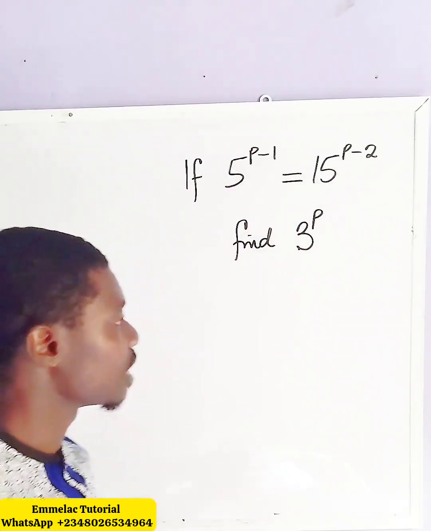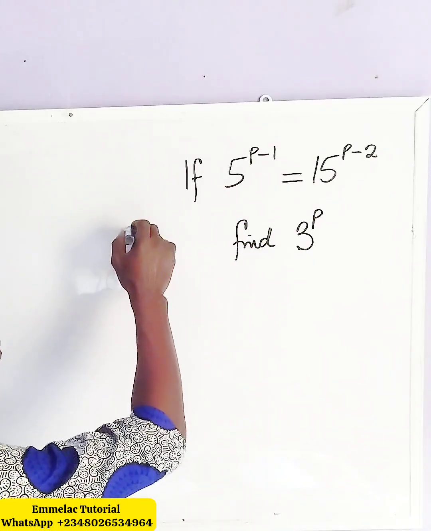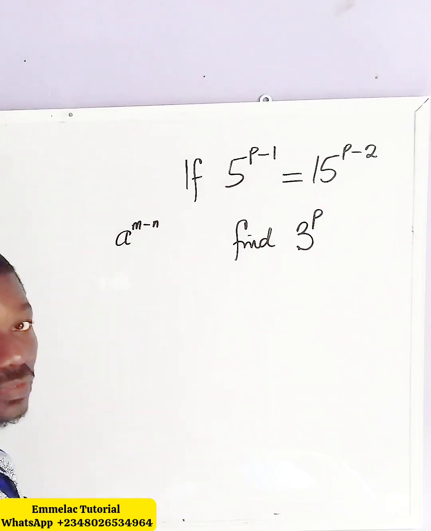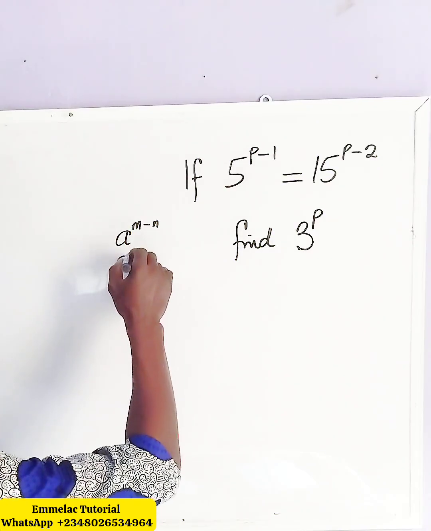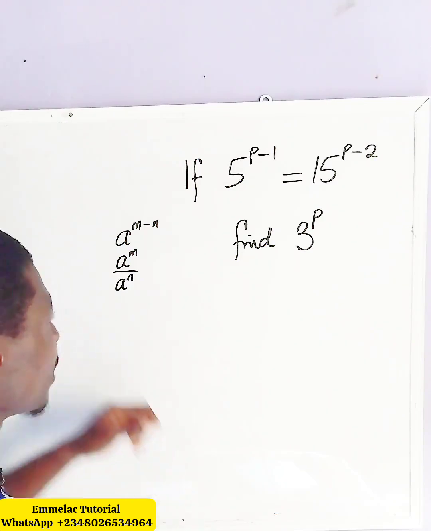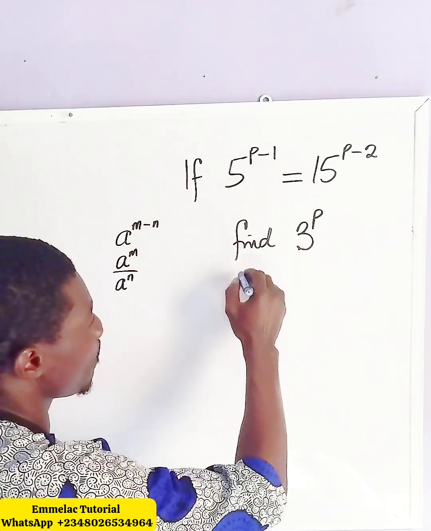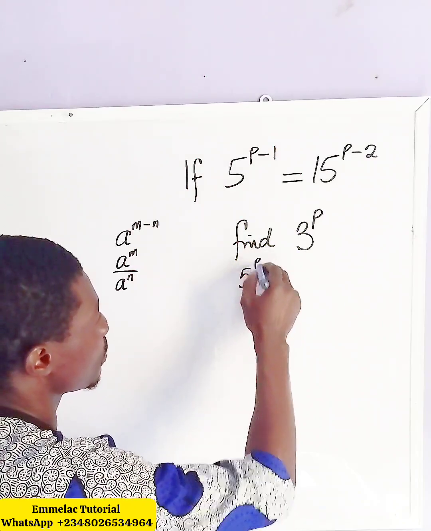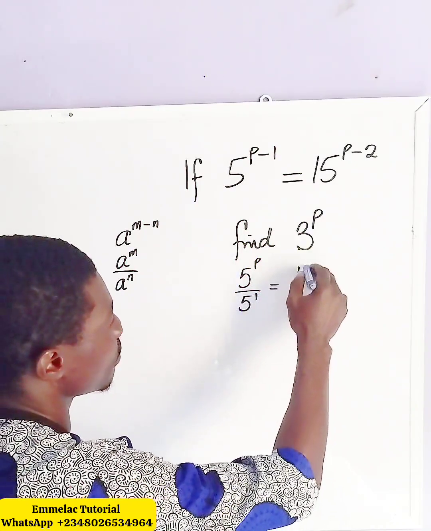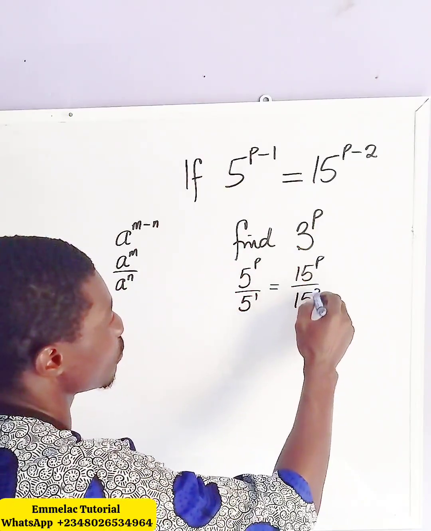Now the first thing first, let us recall that according to the law of indices, when you have a raised to the power of m minus n, this can be written as a raised to the power of m all over a raised to the power of n. Now applying this rule, the left hand side and the right hand side become 5 raised to the power of p all over 5 raised to the power of 1, equals 15 raised to the power of p all over 15 raised to the power of 2.